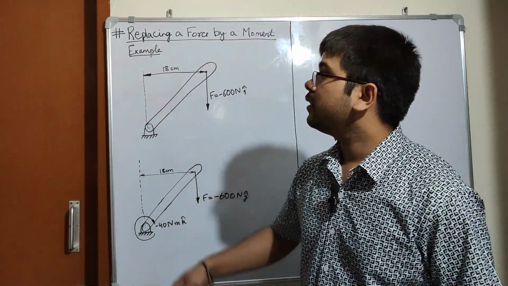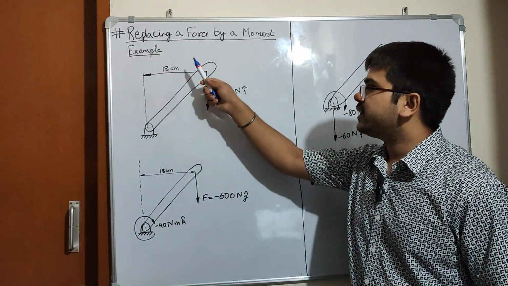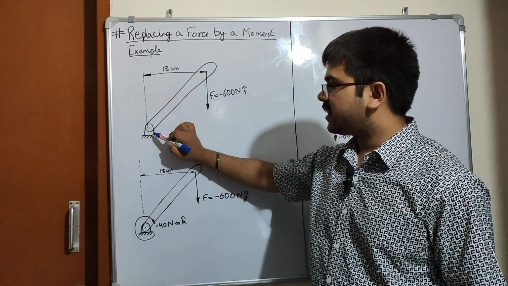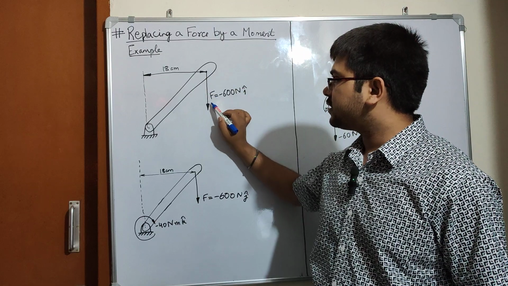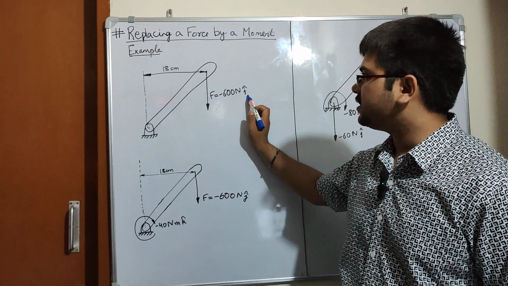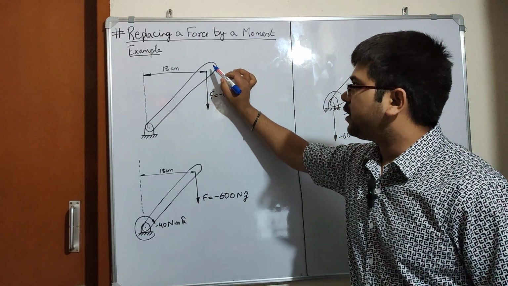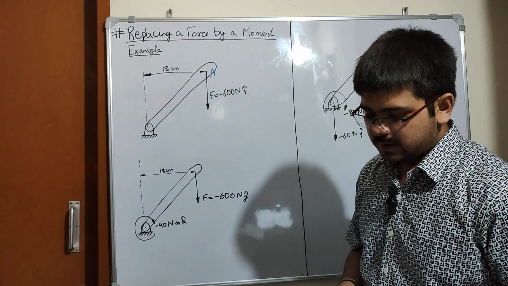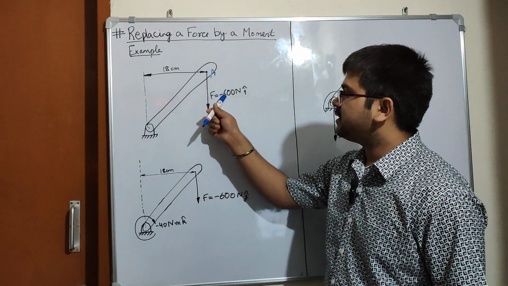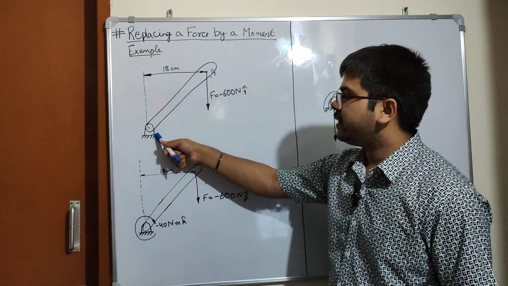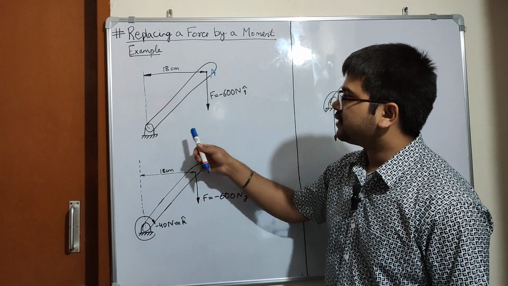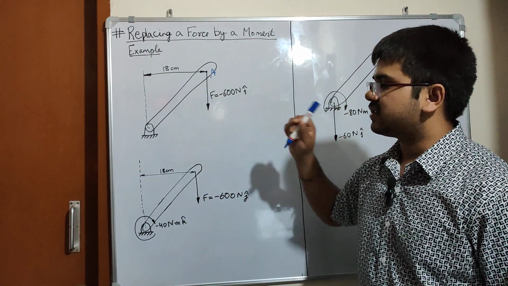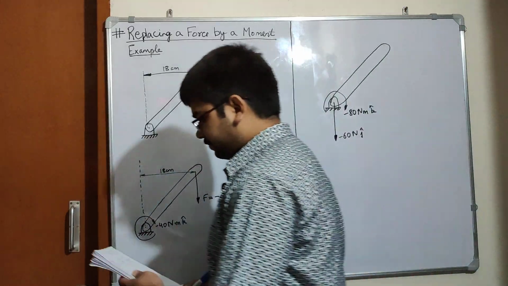Today we will be doing replacing a force by a moment example. So we have a rigid body here which is hinged at one end, and we have a force F equals minus 600 Newton J cap applied here at point A, say. Then we have to replace this force by a moment here such that the whole system will be the same as the first case.